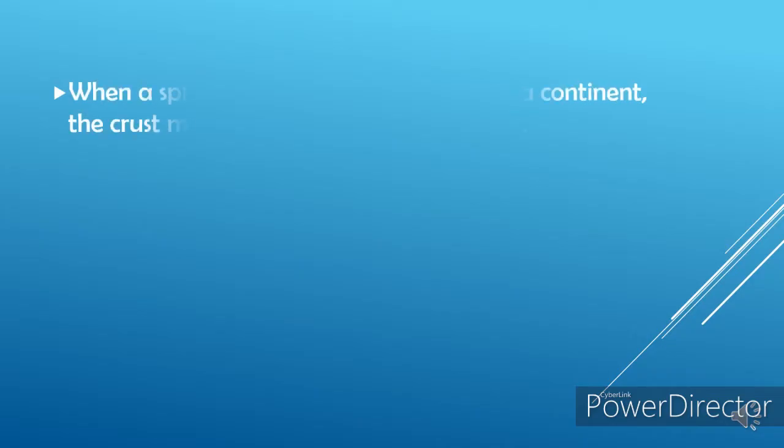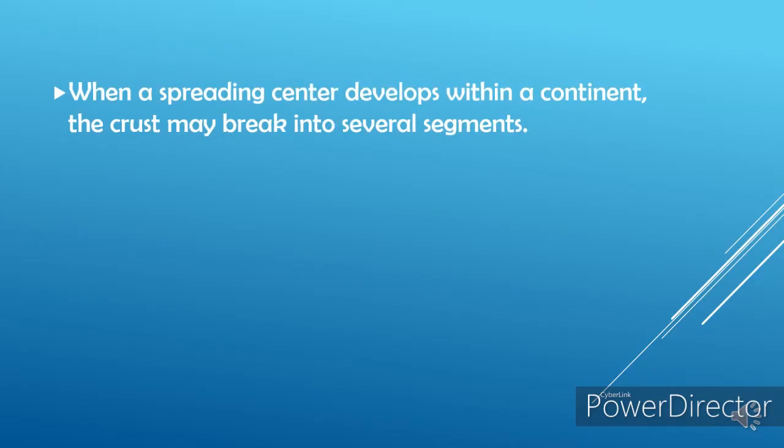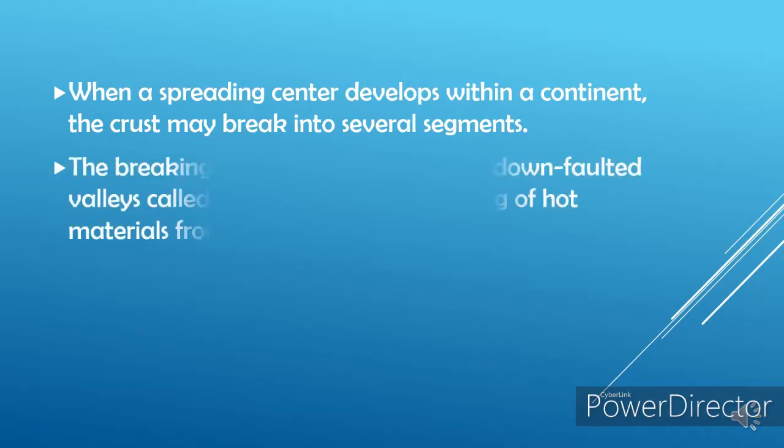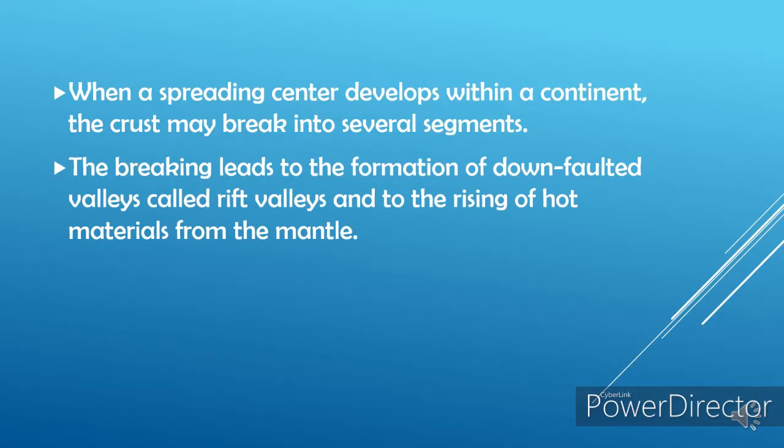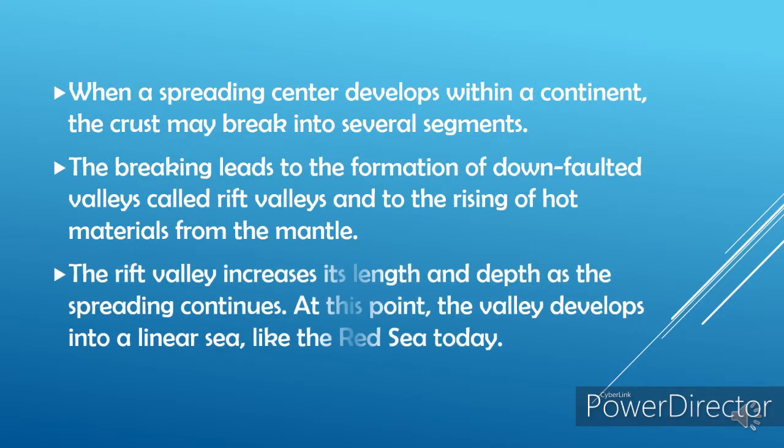When a spreading center develops within a continent, the crust may break into several segments. The breaking leads to the formation of down-faulted valleys called rift valleys and to the rising of hot materials from the mantle. The rift valley increases its length and depth as the spreading continues. At this point, the valley develops into a linear sea, like the Red Sea today.